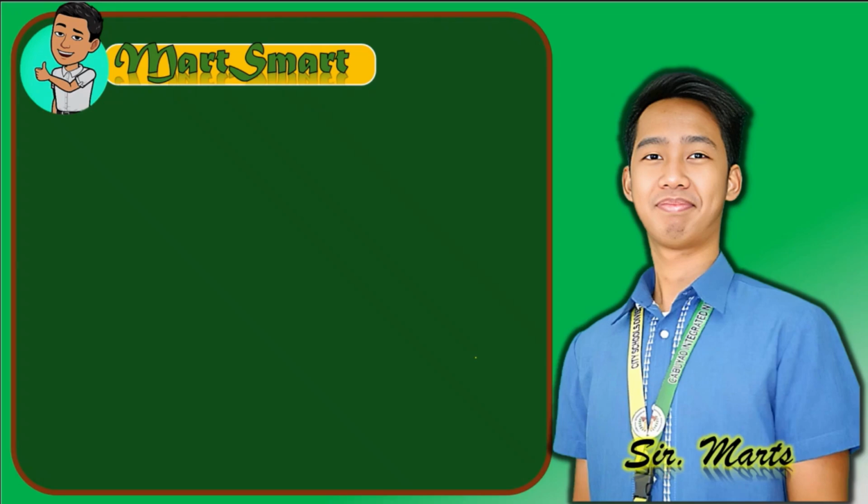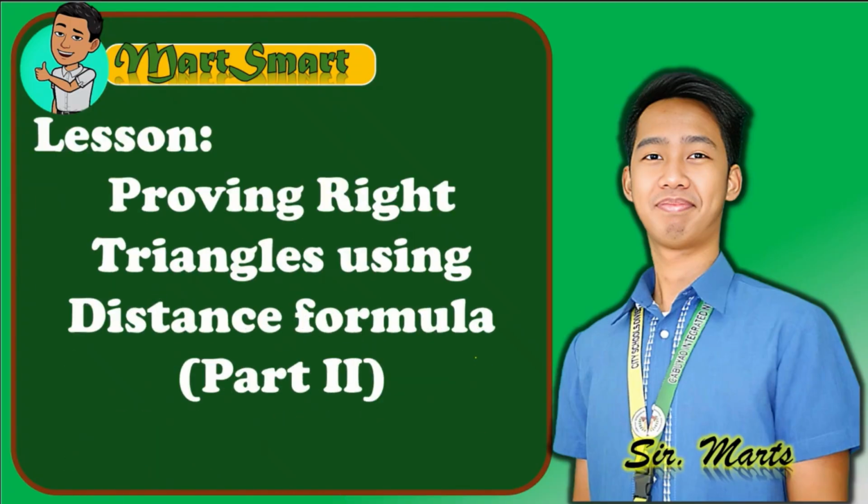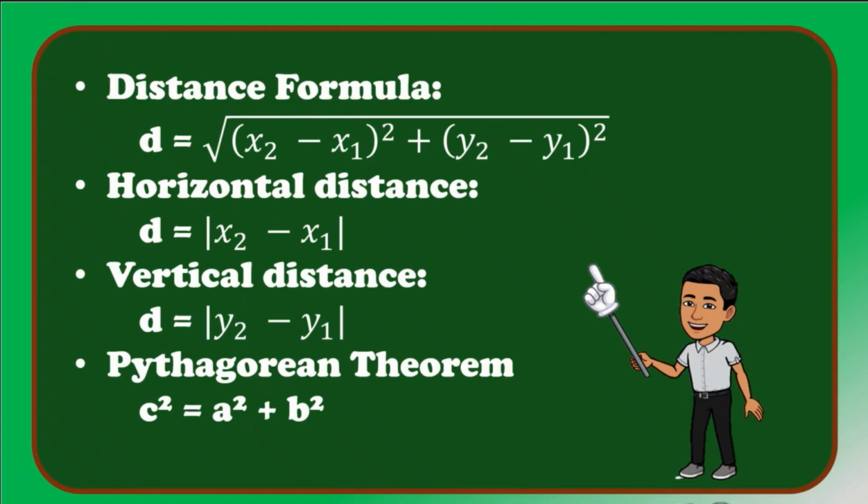Good day, everyone. In this video, we're going to have part number 2 of our lesson about proving right triangles using the distance formula. In this video, we're going to have the chance to apply the distance formula together with the horizontal distance formula and vertical distance, and of course, the Pythagorean theorem. Without further ado, let's solve the problem.